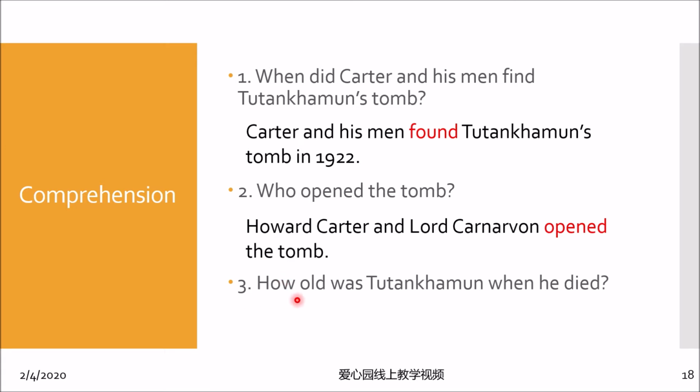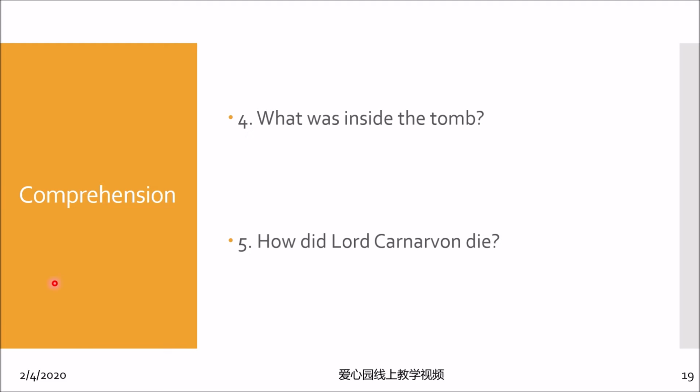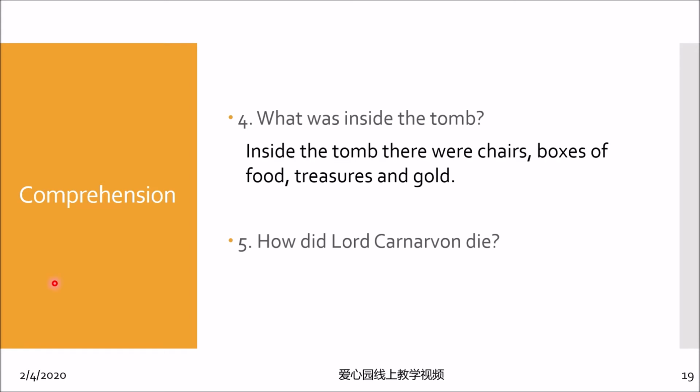Number 3. How old was Tutankhamun when he died? Do you remember? It's the first sentence of our story. You're correct. Tutankhamun was 18 when he died. Number 4. What was inside the tomb? Tip: you can look at the third picture. The answer is right there. Yep. Inside the tomb, there were chairs, boxes of food, treasures, and gold.